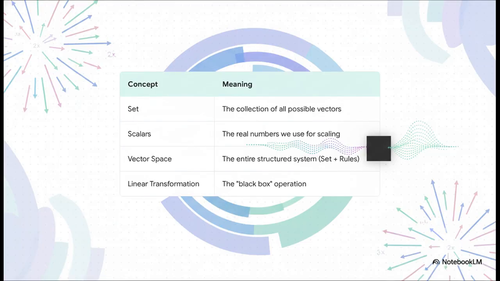So let's do a super quick recap. We've got our set, which is just all our possible vectors. We've got scalars, which are the numbers we use for scaling. The vector space is the whole shebang, the set plus all the rules. And that linear transformation? Well, that's our black box, and it's not a mystery anymore.